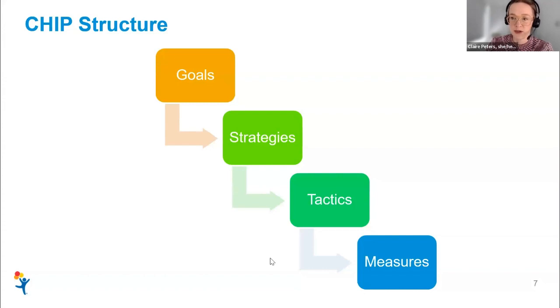Thinking about how the CHIP implementation plan and how we've drafted that work then feeds into a dashboard. This is the way that we structure our implementation plan. We have goals. Within those goals, we have specific strategies and tactics. And then within those, we have measures. And so this is really helpful for us as we think about building out a tool that can help capture goals that would then roll up to measures that would then roll up to a goal.